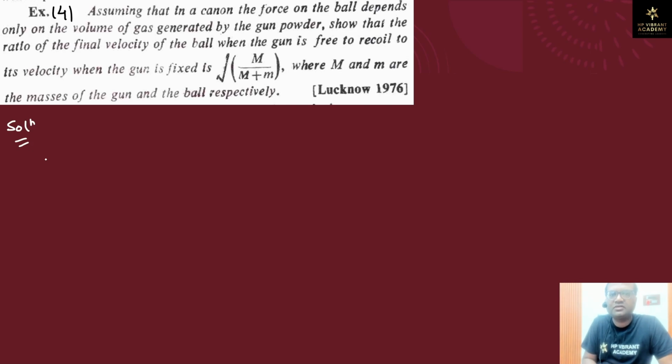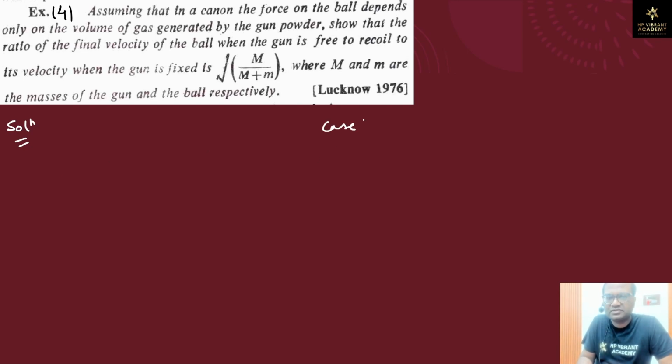Assuming that in a cannon, the force on a ball depends only on the volume of the gas generated by the gunpowder. Show that the ratio of final velocity of the ball when the gun is free to recoil to its velocity when the gun is fixed is under root of capital M upon small m plus capital M, where capital M and small m are the masses of gun and the ball respectively.